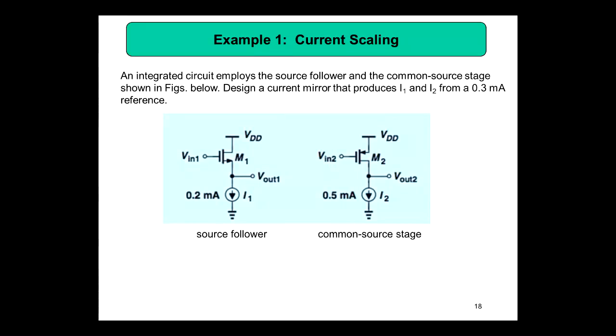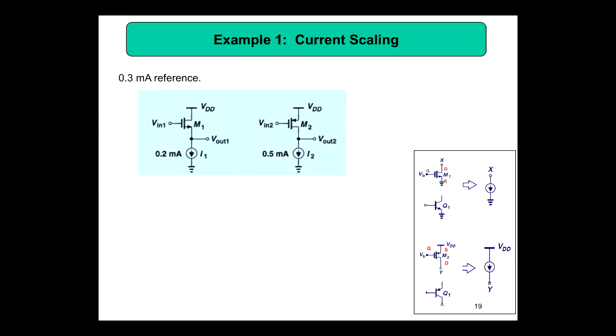This is a source follower and this is a common source stage. So 0.3 milliamps is our golden current, or the reference current. By looking at this, you can find out which transistor is required, NMOS or PMOS. Immediately we can see this goes from a point to the ground, so you need NMOS. Again here, a point to the ground, so you need NMOS. So we know that to realize these current sources, we need NMOS.